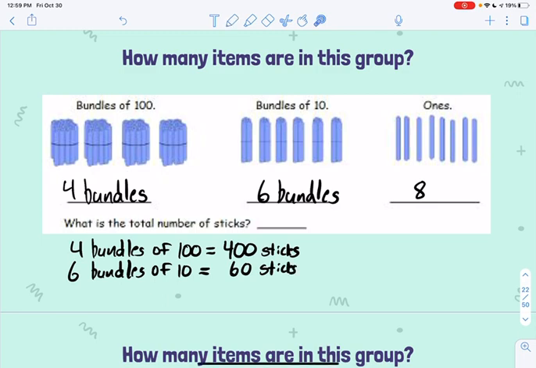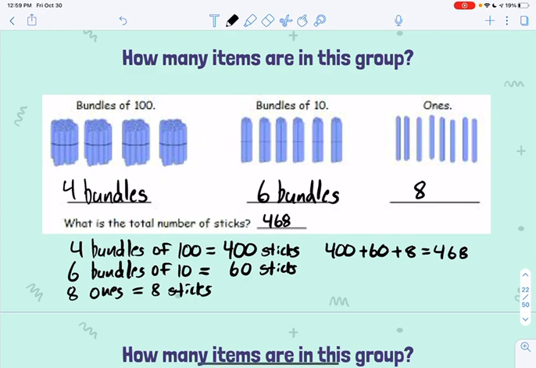And how many sticks do we have here? We have 8. 8 ones equal 8 sticks. So what is the total number of sticks? Well, we have 400 plus 60 plus 8. And that would equal, we have 4 hundreds, 6 tens, 8 ones. It would be 468. This is called expanded form, and I know we went over it in class already, but we're doing parts of this section again. So just remember expanded form.